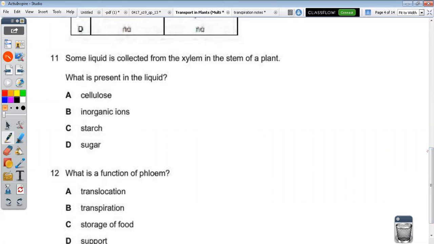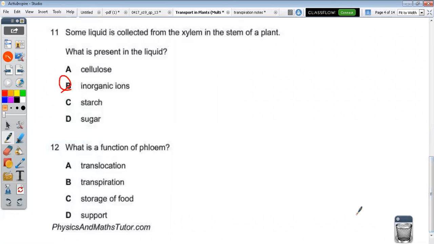Some liquid is collected from the xylem in the stem of a plant. What is present in this liquid? So we've collected in the xylem. So organic ions, remember? And water. What is the function of phloem? Translocation. Translocation, and I gave you the definition. Clear?